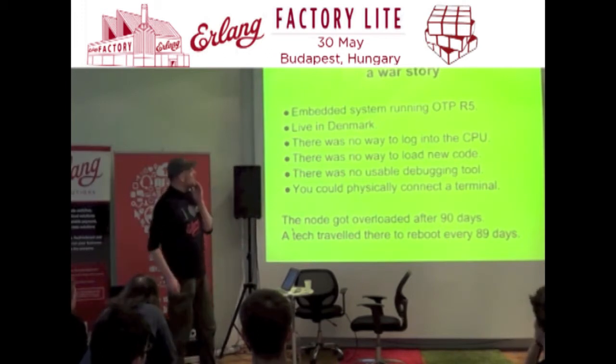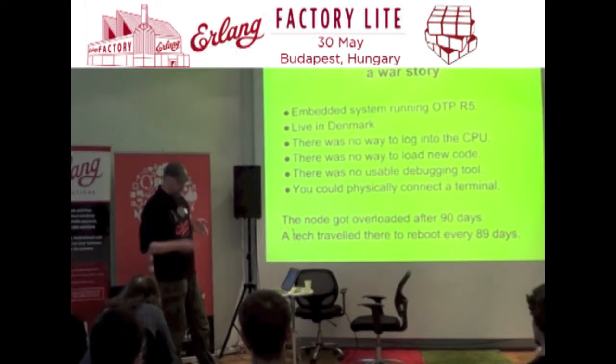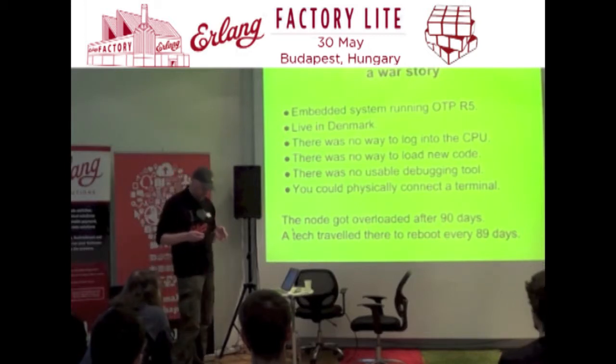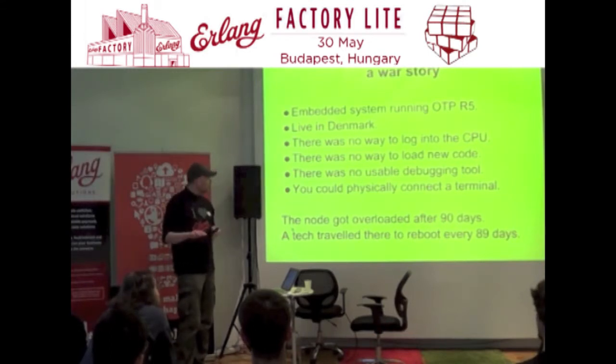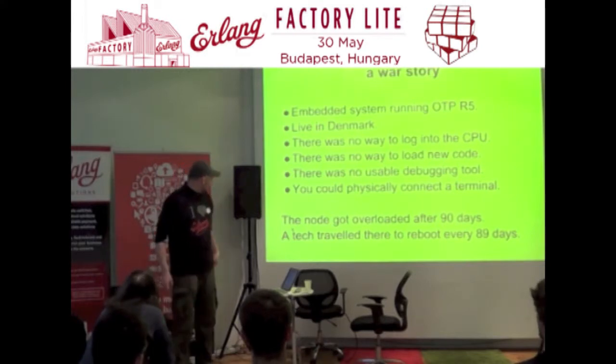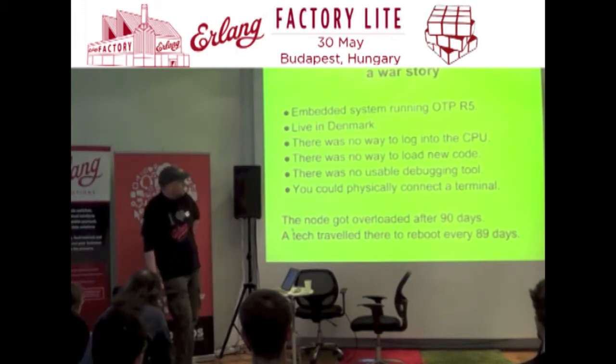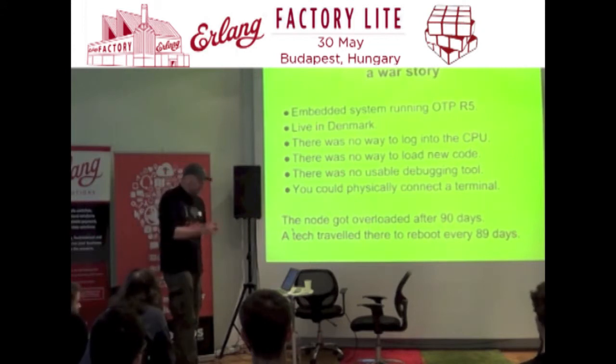And the problem was that every 3 months, the load on this machine was pretty low, but after 90 days, the load became very high and the node became unstable. So it's like phone companies do, they sent a guy out there at 89 days and rebooted the machine. So this would never happen.